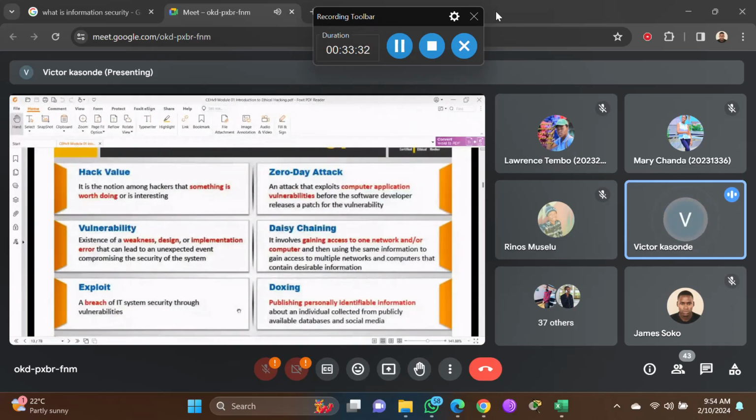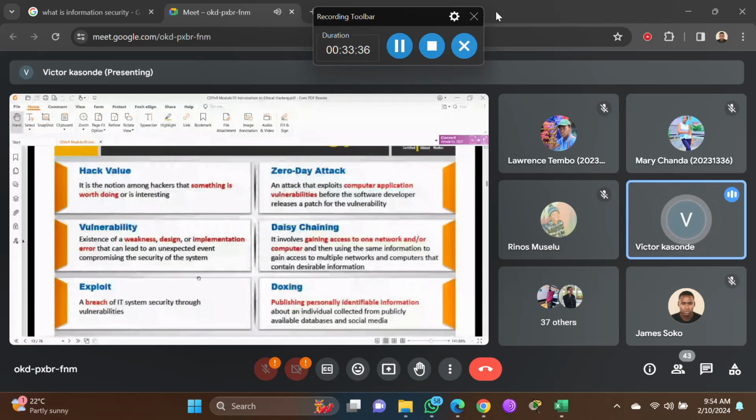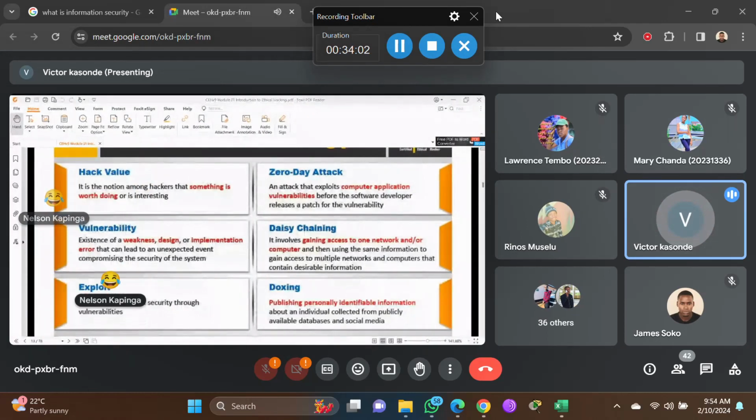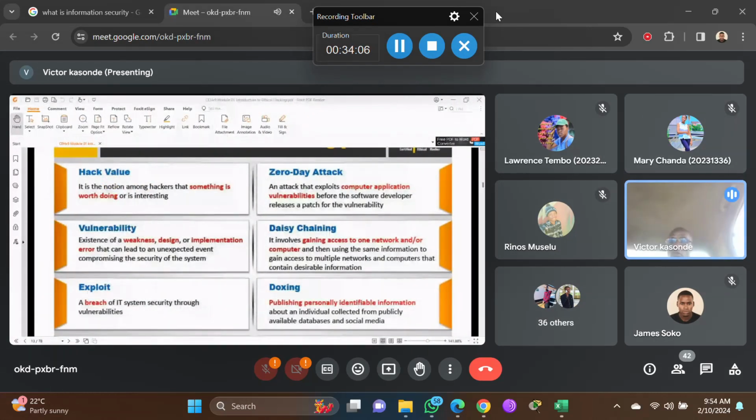Let us look at vulnerability, which I said is the existence of weakness, design and implementation error that can lead to an unexpected event compromising the security of the system. So vulnerabilities, in short, are weaknesses. To everything there is a weakness. Even you, Madam Mary Chanda, you have a weakness. Even you, Elvis Sokontwe. No man is perfect. George, you also have a weakness. Every one of us has a weakness in us.